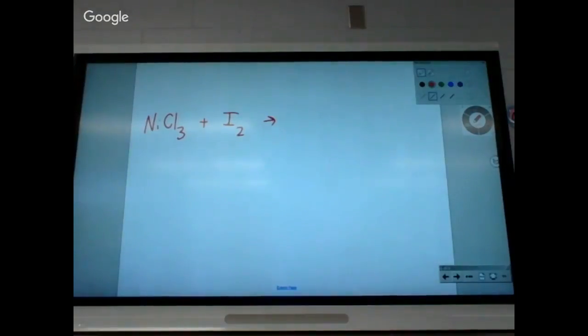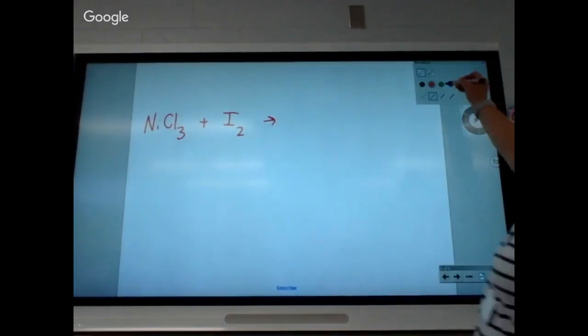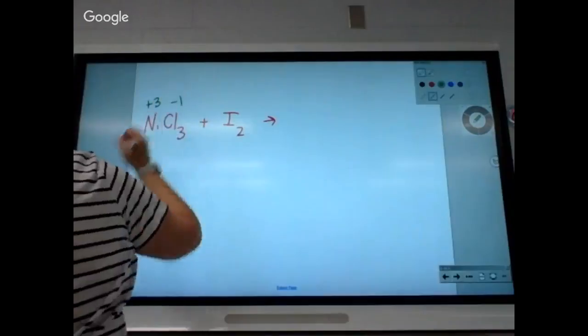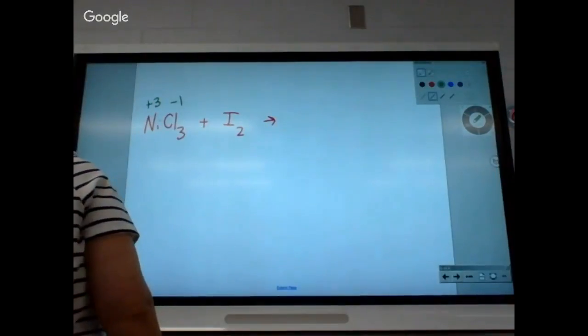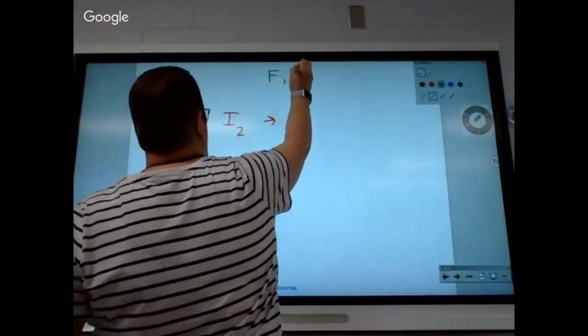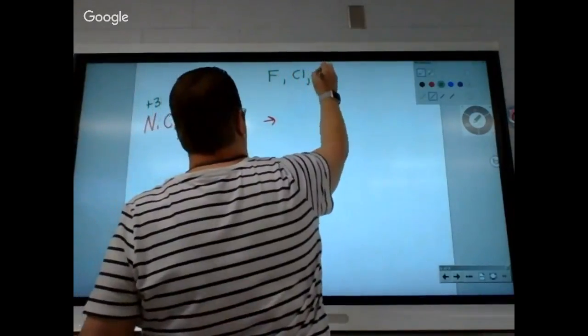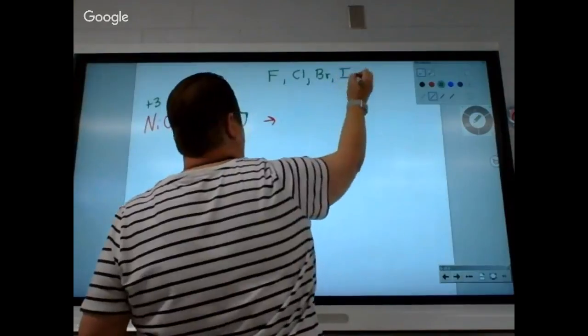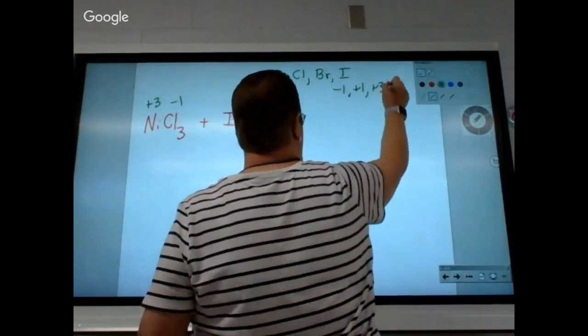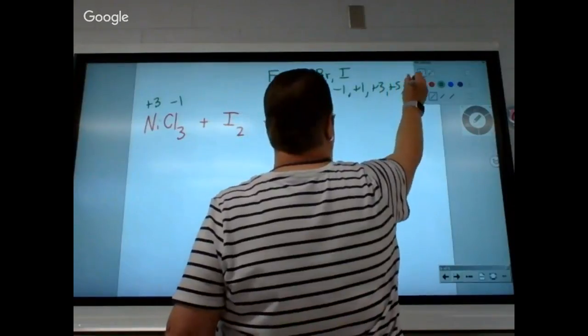All right, so what's the first step? Oxidation numbers. So nickel has a what? All right, chlorine has a what? Iodine has a what? All right, fluorine, chlorine, bromine, and iodine have -1, +1, +3, +5, and +7.